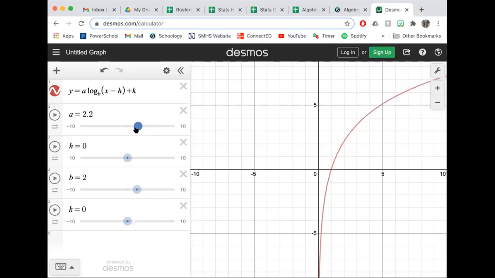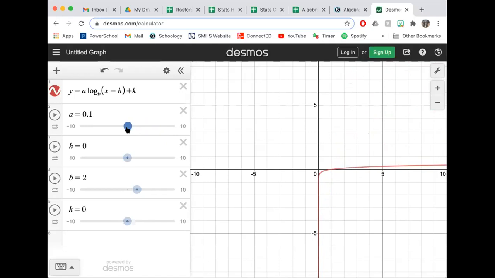Let's see what happens when A gets lower than 1. So if A is like a half, right? So this is the original. If it goes half, it gets flatter, all right? And flatter and flatter and flatter and flatter.